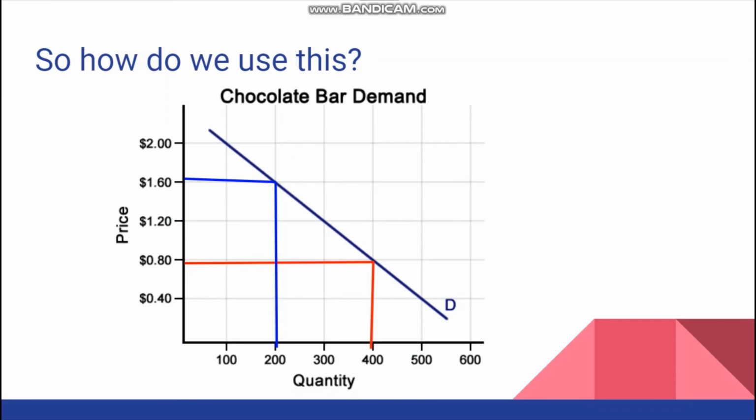And you could do 0.8 times 200 and you would find that the gain in total revenue, or the increase in total revenue, would be exactly $160. We would gain $160 from raising the price.